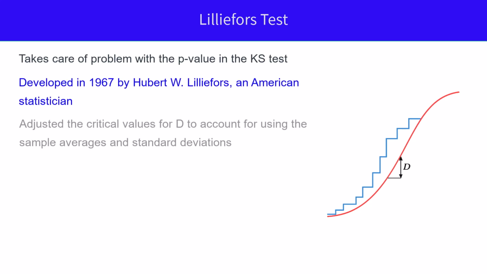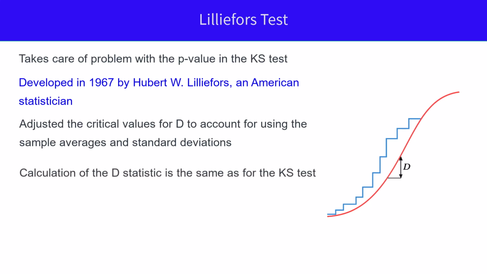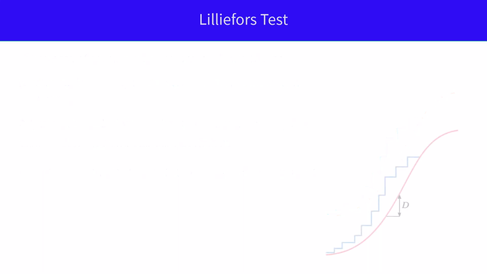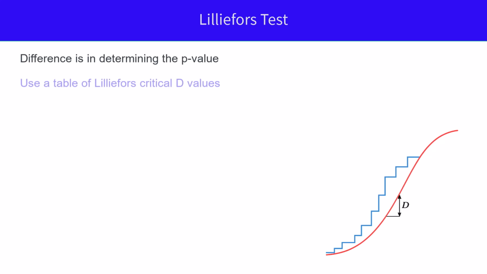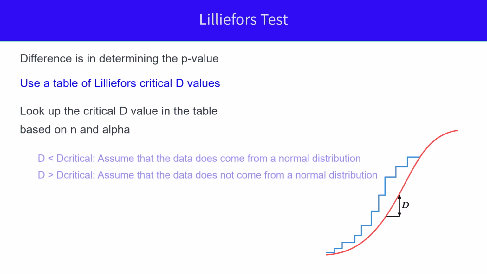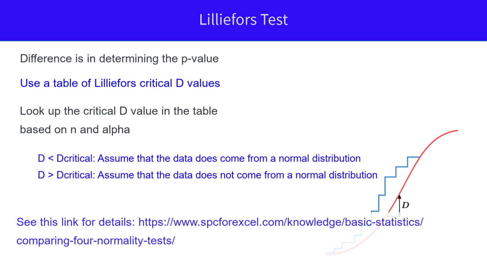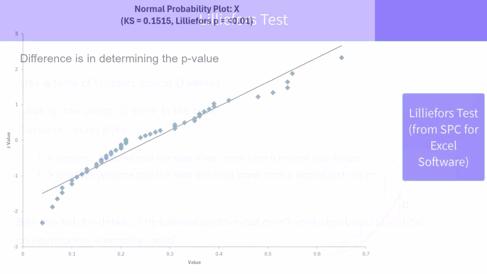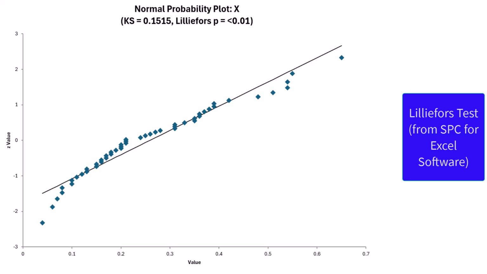It was developed in 1965 by an American statistician. What he did was adjust the critical values of D to account for using the sample averages and standard deviations. And those typically come from a table. So the difference is in determining the p-value. The value of D is the same as for the KS test. So you're going to look up those critical values in the table based on N and alpha. So you compare D to D critical, and in this case you see your KS value is still 0.1515. The Lilliefors shows a probability of less than 0.01, so the data does not come from a normal distribution.